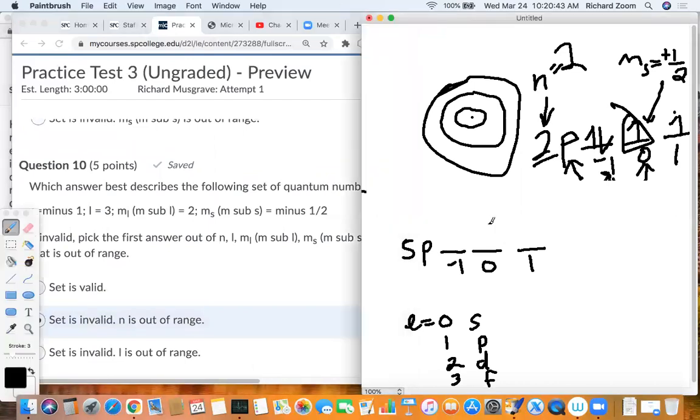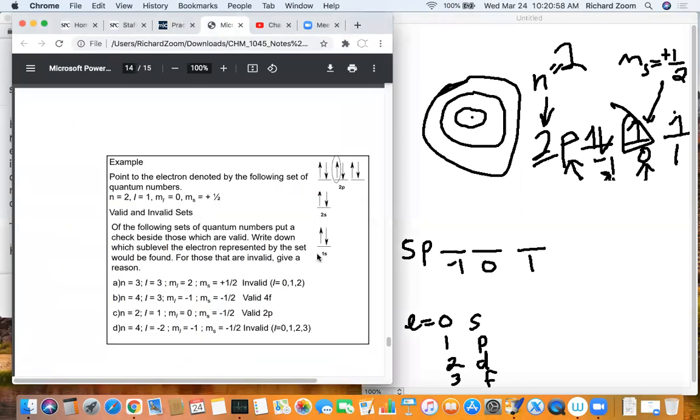All right, so that's what you're going to need to be able to do, is just be able to know what allowed values are possible, what aren't possible. And I think you should be all right. Anybody have any last questions about this one? Okay.